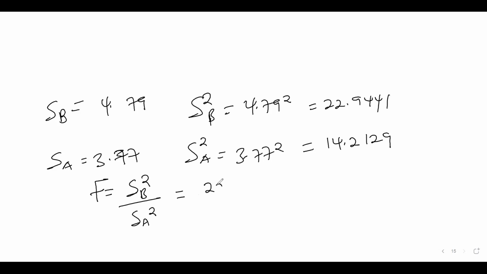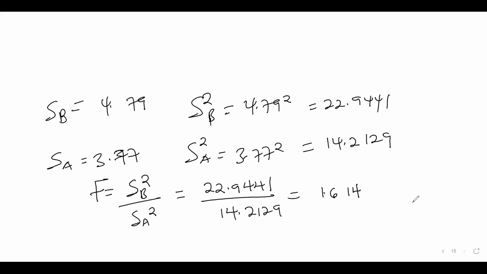So you have 22.9441 all over 14.2129. Okay, so 22.9441 all over this, we're going to get 1.6, we're going to get 1.614. Okay, so this is the computed F.